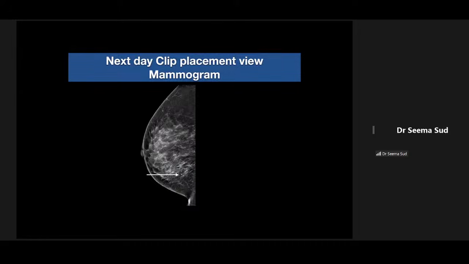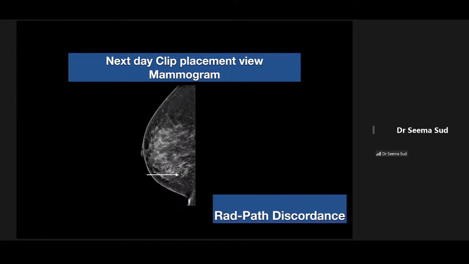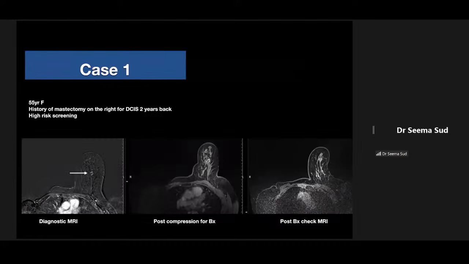The next day, we call the patient back and we do a check mammogram, basically to see where the clip is. And this is how the clip will look on mammogram. And the most important thing is you must always see the pathology report, because you need to know, is there any rad-path discordance? And if your biopsy has been done okay, or do you want to repeat the biopsy? So this is how the procedure is done. I'm going to now move on to the cases and show you how the challenges we faced.